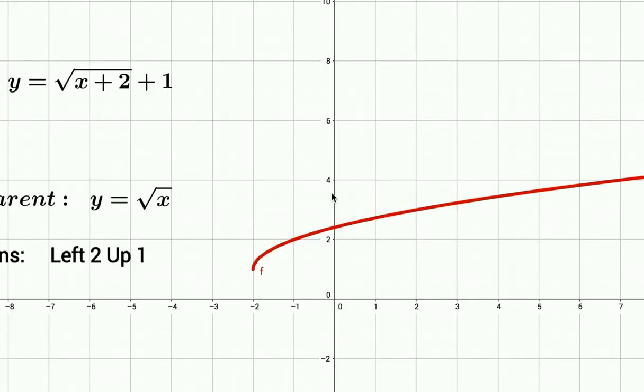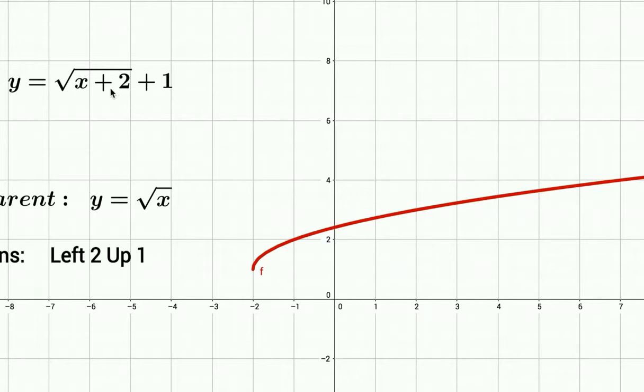Number 4. y equals the square root of (x plus 2), plus 1. What's the parent function? It's a radical expression, the square root. So our parent function is going to be y equals the square root of x. What kind of transformation do you see? X plus 2. So plus 2 is inside the square root function with the x.